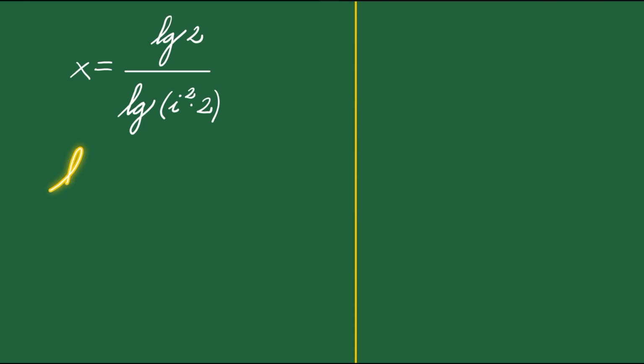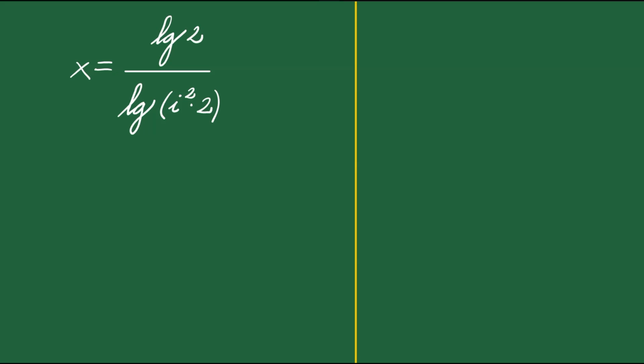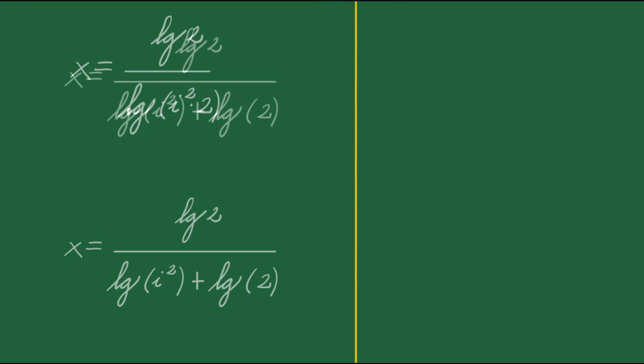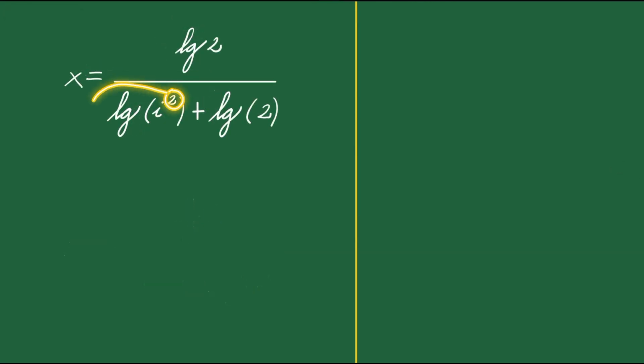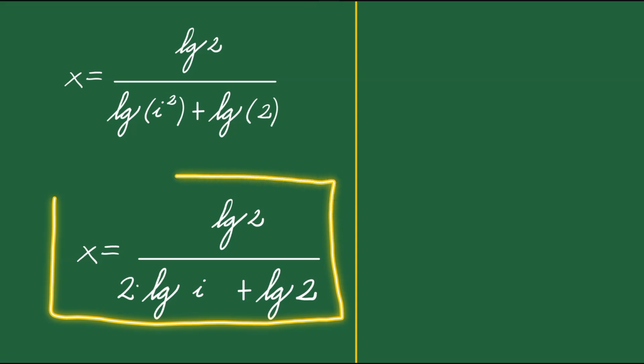We will apply the product rule for logarithms, which says that the logarithm of a product is equal to a sum of logarithms. We apply the power property of logarithms multiplying the logarithm by the exponent of the argument. We have thus found the solution of the equation in the field of complex numbers.